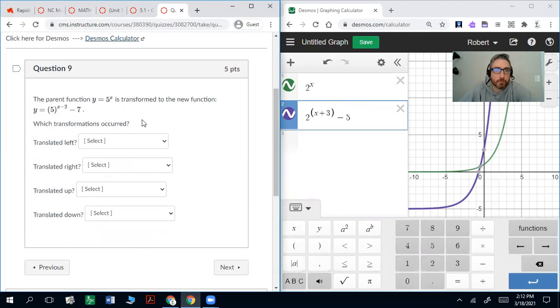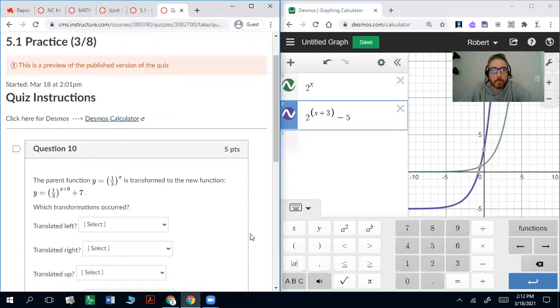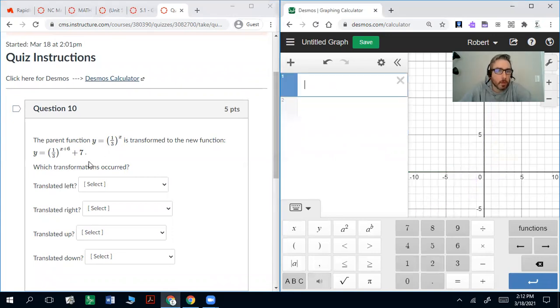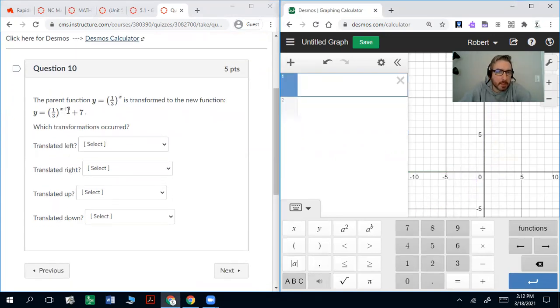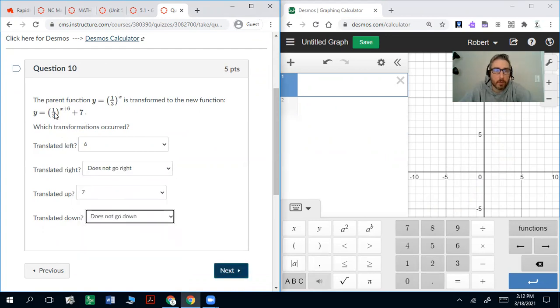Number 9. This is going to be right 2 and down 7. So right is minus in the exponent, down is minus outside. So it will not go left, nor will it go up. Question 10, this is going to be left 6. So the plus 6 is left in the exponent. And the plus 7 is going to be up 7. So left 6, up 7, not going right, not going down. The 1/3 is your base. That's going to stay.